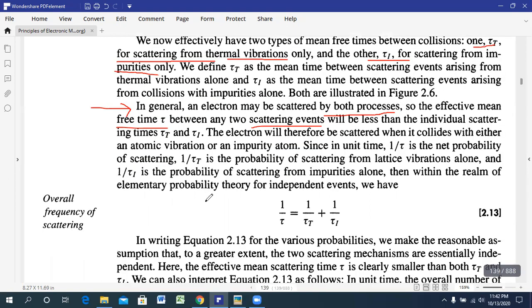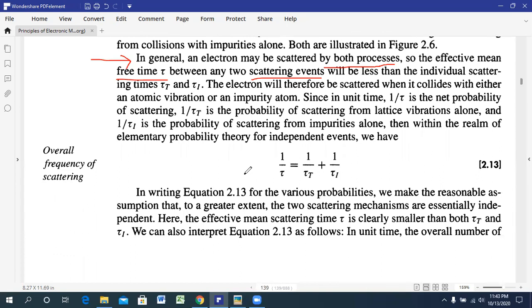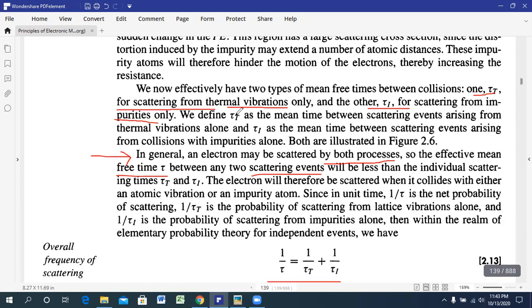So the total mean free time for an impure material can be written as 1 divided by tau equals 1 divided by tau T plus 1 divided by tau I, where tau T is in the case of thermal vibrations, and tau I is for the impurities.